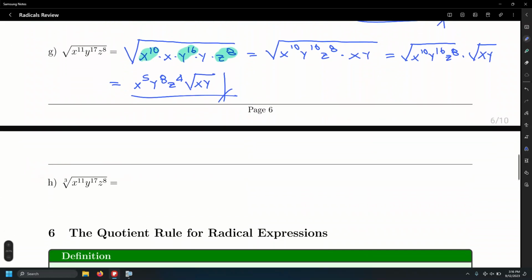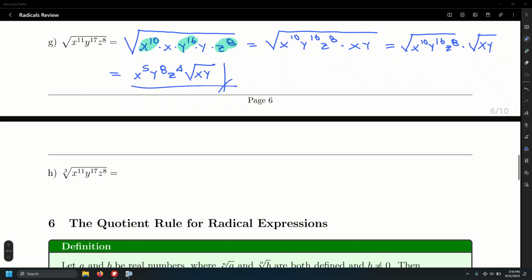Oh, how about the same example but with cubes? Okay, so notice how letter H is very similar to letter G. In fact, we have the same variables x, y, and z, and even raised to the exact same powers, 11, 17, and 8. However, what makes the whole difference is the index. While here we have a square root, on letter H we're going to have a cube root, and that's going to change the game a lot, because now we're going to be looking for powers that are divisible by 3, not by 2.